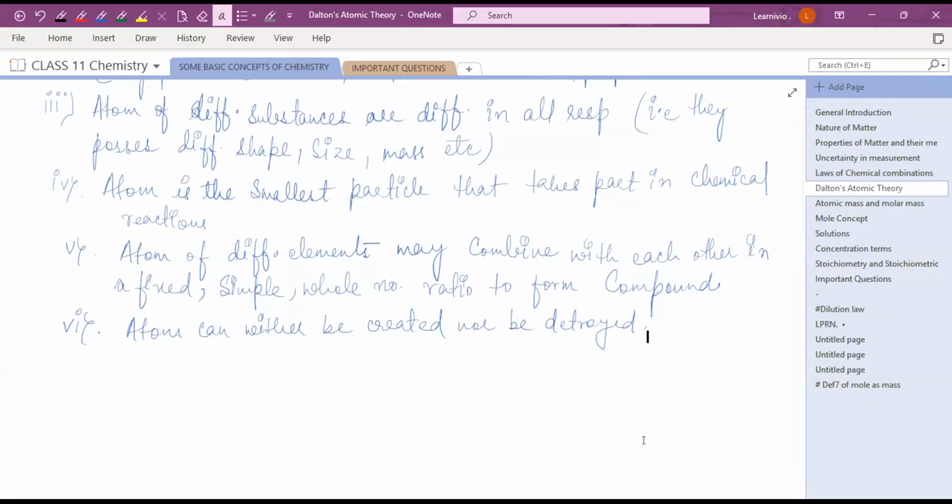Okay, I think the time is up. We will discuss the limitations of Dalton's theory in the next class. Is there any doubt? Any doubt from today's class? You can ask. Everything is clear? Aisha and Fatima. Yes.